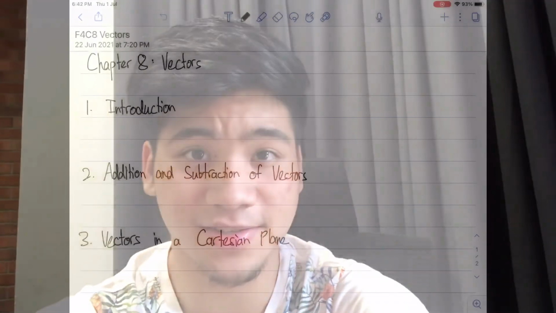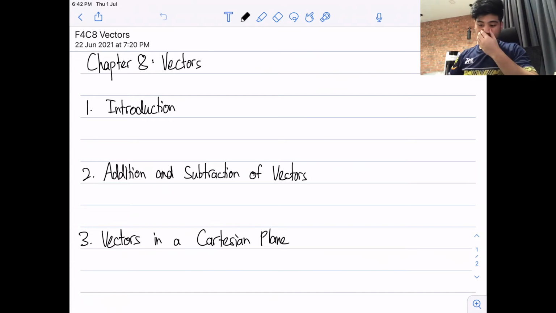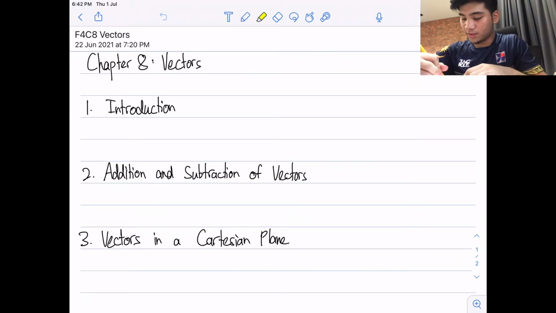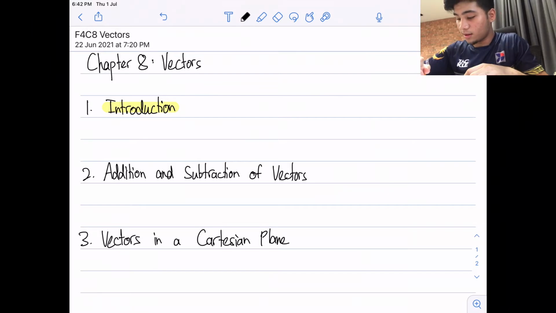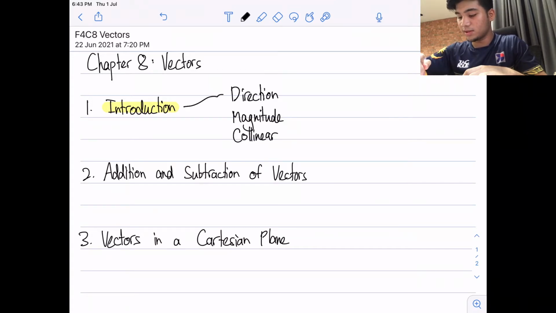Alright, today's a new one. We're going to look into chapter 8, vectors. Alright, so vectors. We're going to be looking into three things. The first one being a little introduction, where we're going to be looking into three things, being the direction when we're referring to vectors, and then the magnitude, and also collinear. So we're going to see how these three things work in vectors.